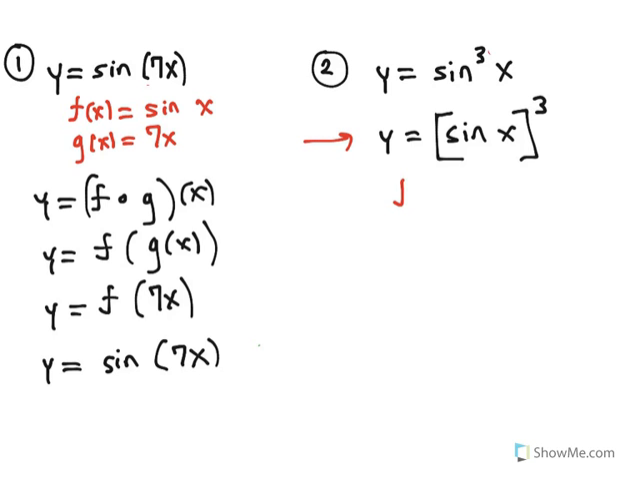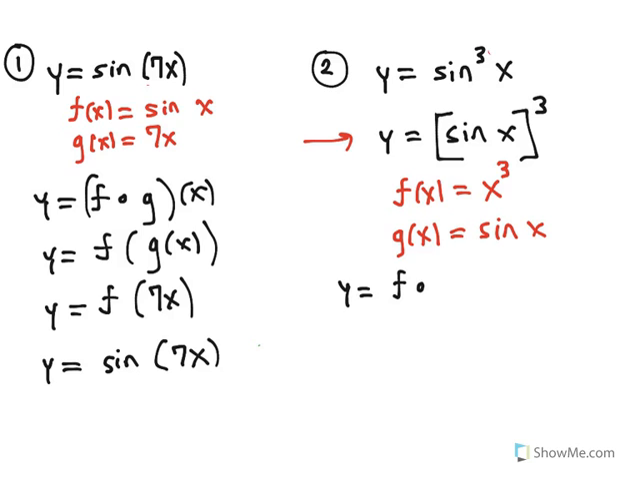So writing it this way may help you to see that the outside function is whatever the input is, you cube it. That's the outside function. And the inside function is sine of x. So now we'll go ahead and see how the two functions are composed to give us the composite function y is equal to sine cubed x.